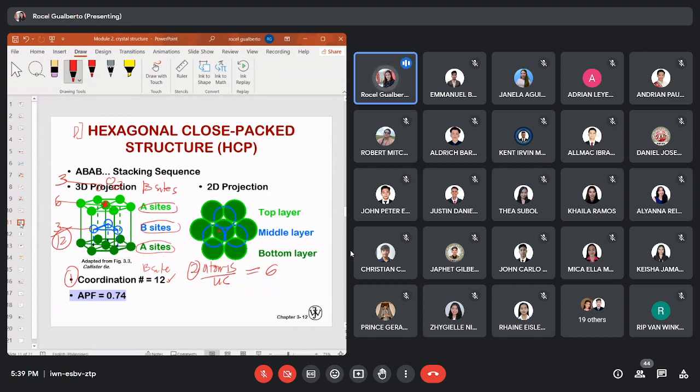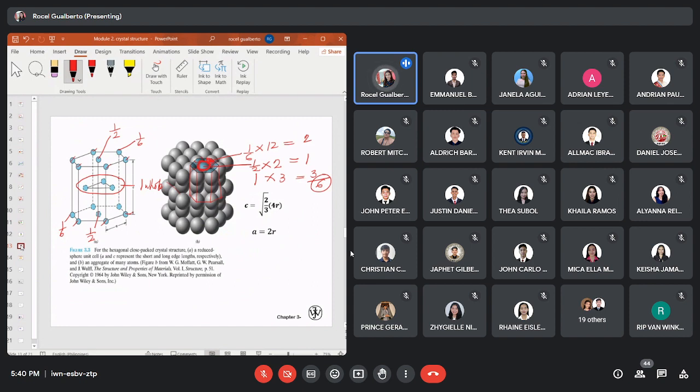Okay? So, pangatlo po is the relation of R and A. Okay? A to R or R to A. Okay? Yung relationship po nila. So, saan po natin siya makikita? Okay? So, we go back again dito po sa illustration kanina. Yan. Okay?